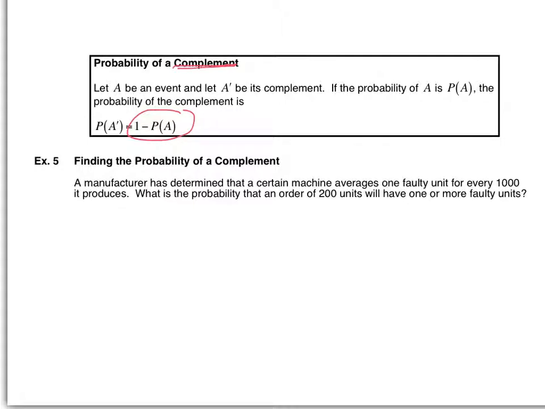You're like, well, that seems like a more complicated way. But in some problems, it makes it easier. Because maybe you know how to find the probability of one, but you're having trouble finding the probability of the other side.